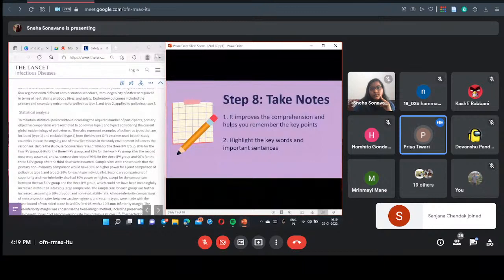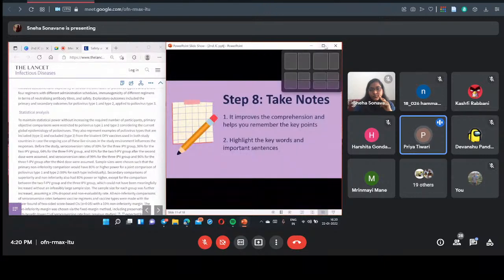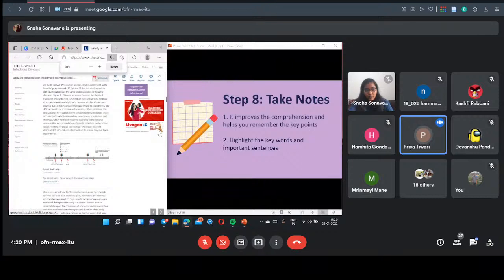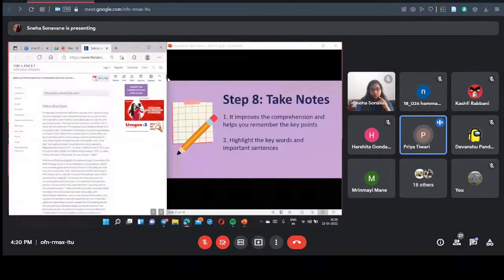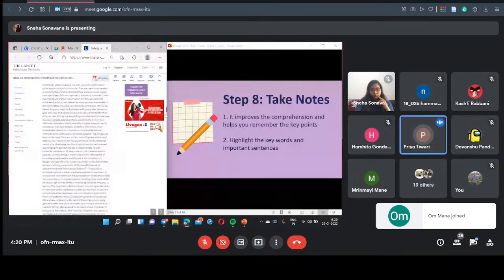And here is step 8. Actually, it is not a step which you will do in the end, but a step you will do from the beginning while reading the paper. This is taking notes. It's really important to take notes, because it improves your comprehension and helps you remember the key points. Reading a research paper is not like reading a newspaper or a novel, where you can forget after a day or two.